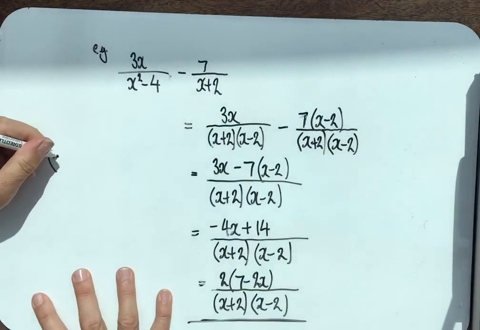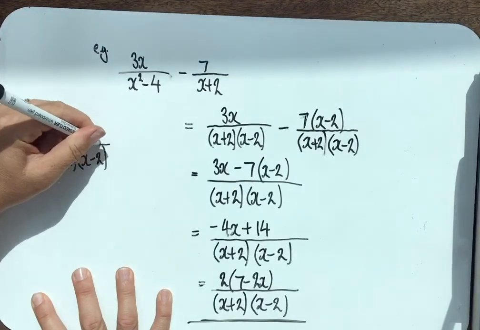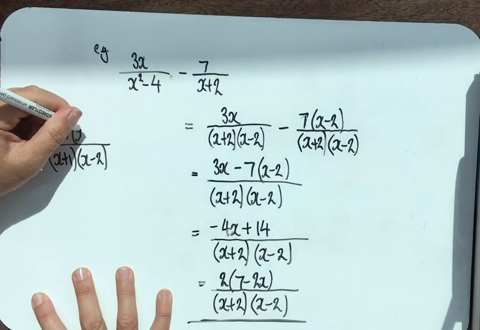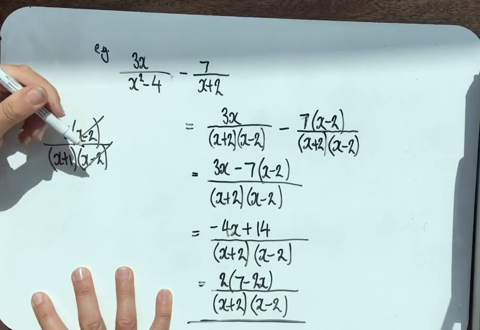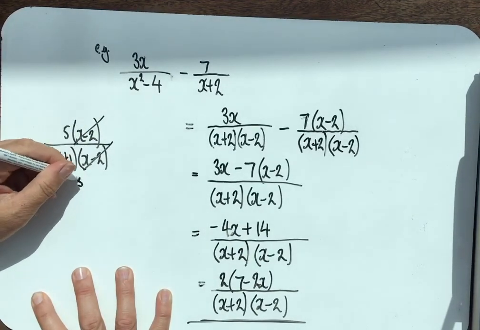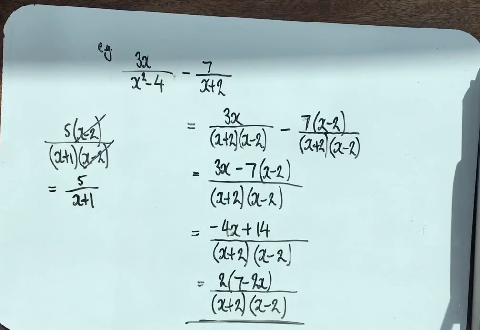Obviously, if you end up with something like this, for instance, when you factorise the top, then you can divide top and bottom by x minus 2, and you'll end up simplifying down that little bit more again.